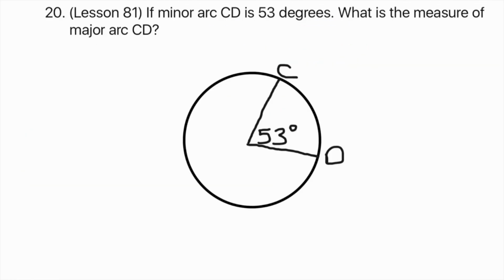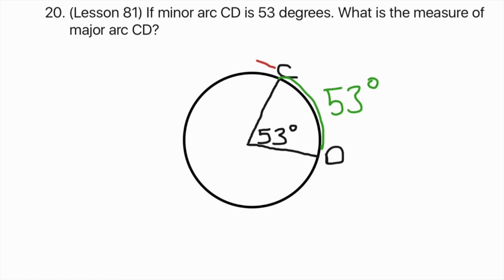Number 20 from lesson 81. If minor arc CD is 53 degrees, what is the measure of major arc CD? We can see this is our minor arc, which is 53 degrees. It's called a minor arc because minor arcs are going to be less than half of a circle, or less than 180 degrees. So 53 is definitely less than 180, so that's our minor arc.